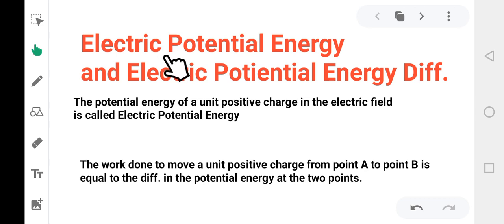We all know about potential energy. In an easy way, we can define it as the potential energy of a unit positive charge in the electric field, which is called electric potential energy. So what does it mean? Let me take you to another page.